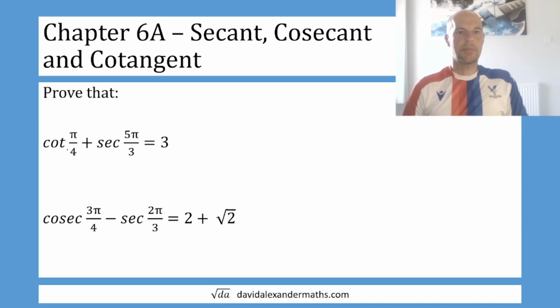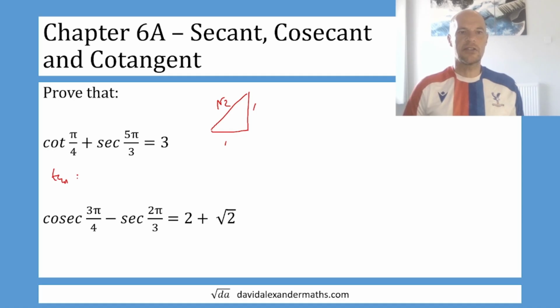Okay, prove that cot pi over 4 plus sec 5 pi over 3 equals 3. So what's the cot of pi over 4? Here is my triangle, 1, 1, root 2. So I know that the tan of pi over 4 is 1 divided by 1, which is 1. Therefore the cot of pi over 4 is 1 over 1, which is still 1. So that is 1 plus the sec of 5 pi over 3.